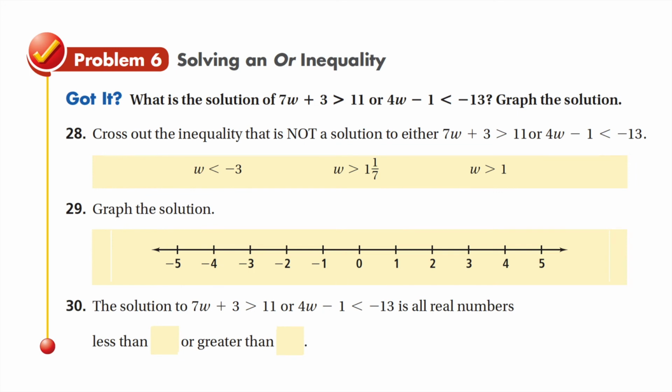What is the solution of 7w plus 3 is greater than 11, or 4w minus 1 is less than negative 13? And then graph the solution. Cross out the inequality that is not a solution to either 7w plus 3, which is greater than 11, or 4w plus 1, which is less than negative 13.